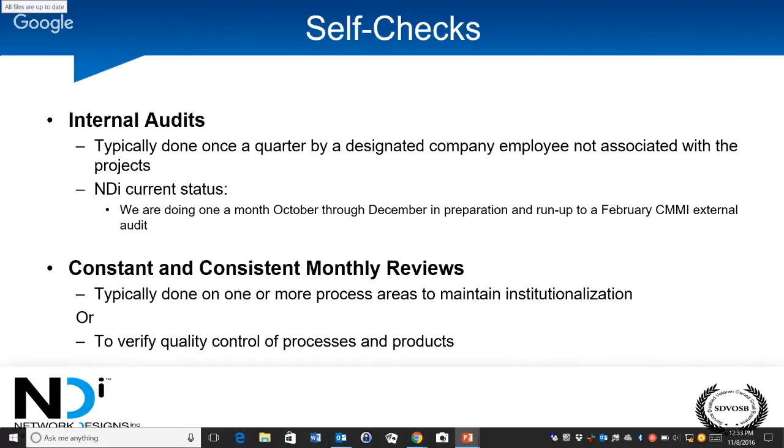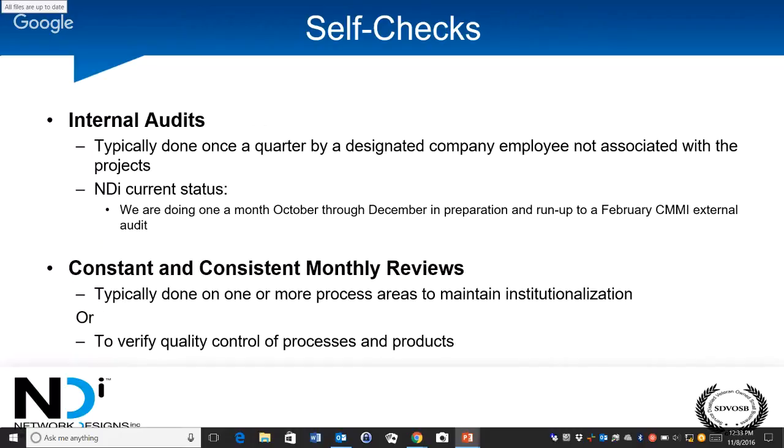And certainly that then helps the external auditors to see that we are seeking to do things the right way. We are seeking to improve and to do better as a company and as a whole, not just at one project level, but as a whole, as NDi, we are seeking to do that and do that well.